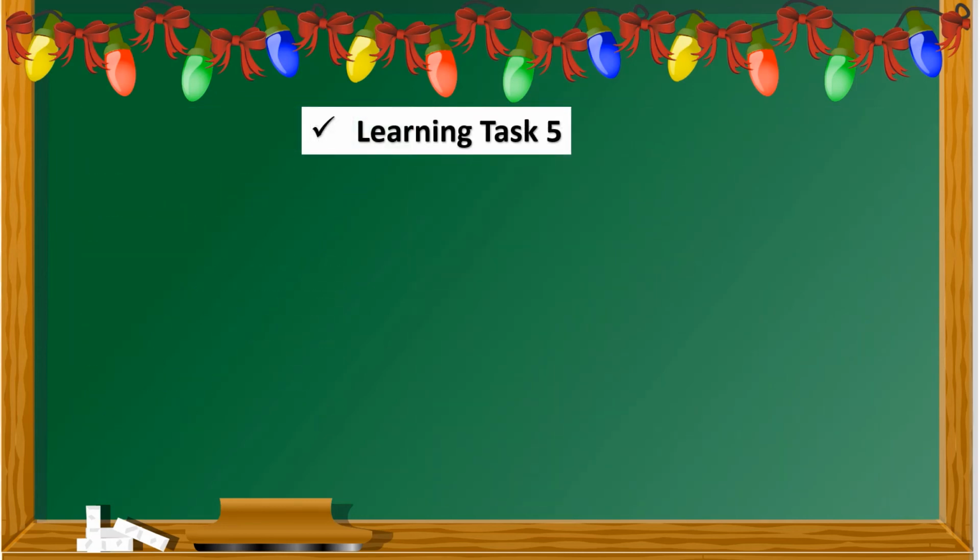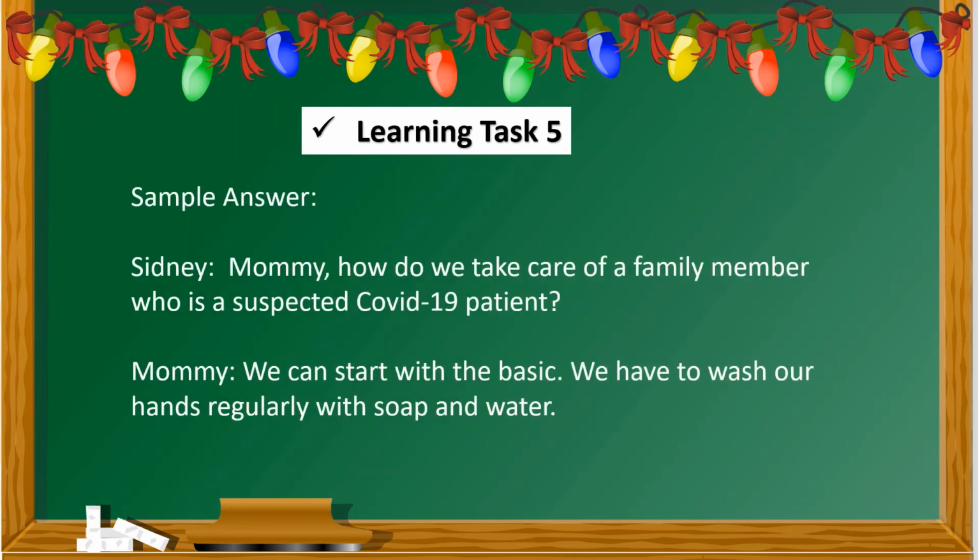Here is an example for learning task 5. So it's between Sydney and her mommy. So Sydney's line is, Mommy, how do we take care of a family member who is a suspected COVID-19 patient? And then Mommy will answer, we can start with the basic. We have to wash our hands regularly with soap and water. So you may continue until all the given information in the infographics have been mentioned in your dialogue. So you may think of you and your father or your mother or with your siblings as the characters in your dialogue.